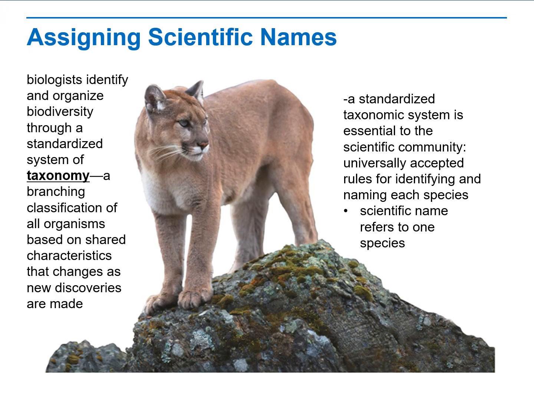So it is important for biologists to assign scientific names to organisms through a standardized system which is known as taxonomy. It is basically the way that we classify all organisms looking at their shared characteristics and changes as new discoveries are made. So there's a standardized system of taxonomy that's used by the scientific community, kind of the same as there's a universal system of measurement. For this, there's a universal system of taxonomy. And so there are different rules to identify and name each species, where each species would have a scientific name that is unique to that particular species.